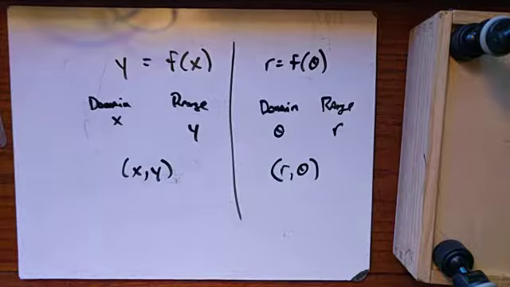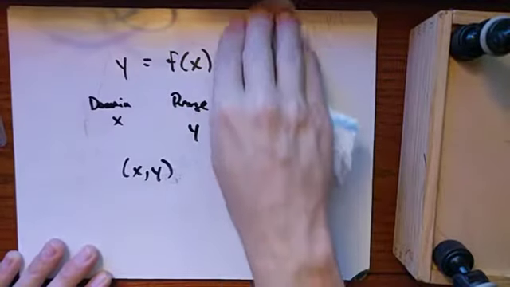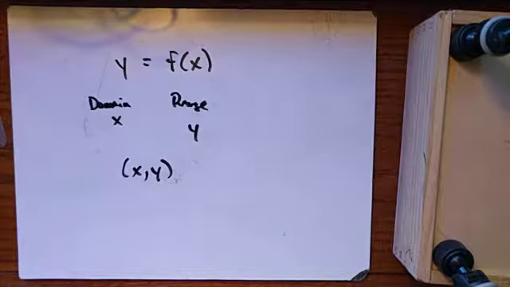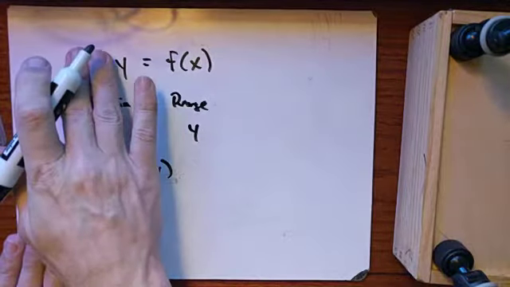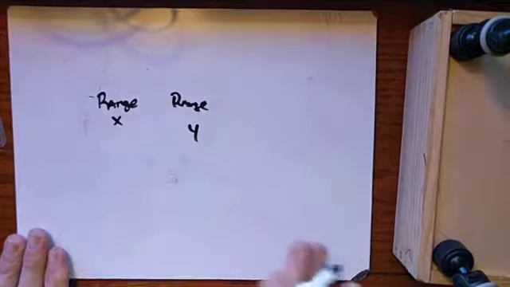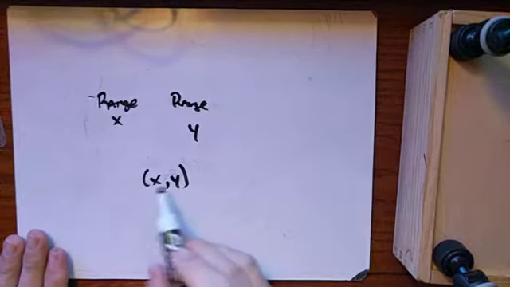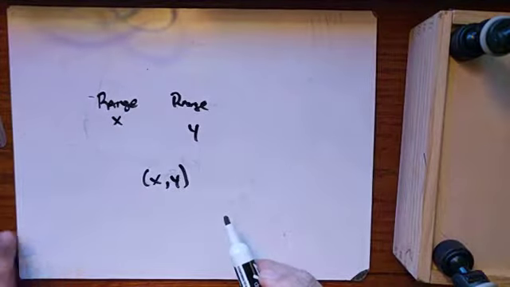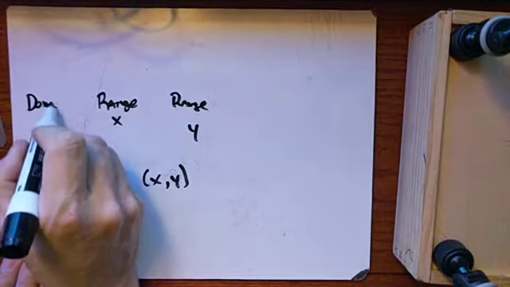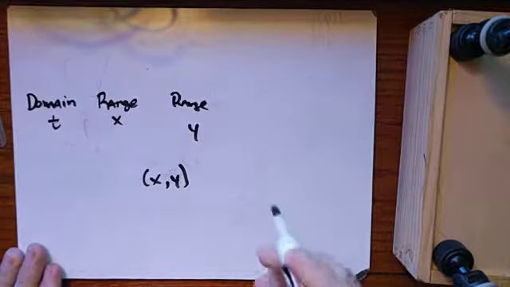All right, what parametric equations do is you're still going to use x and y, not r and theta, so you may be happy to know about that. But in parametric equations, both x and y are range values. You still get to graph x's and y's, but they're both range values. So you might be asking, well, what's the domain? Well, the domain is a third thing, and we're going to call it t for now, but it could be called something else.